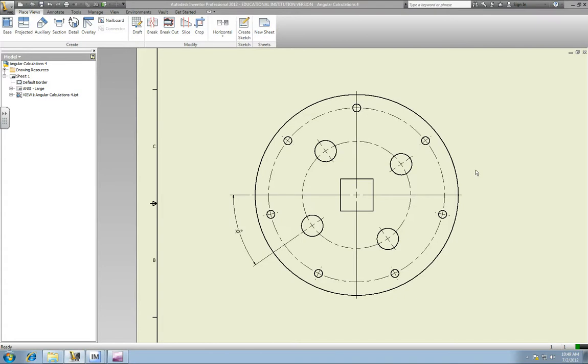Okay, dimension C, they're wanting you to find the angle between this horizontal axis and the line that extends from the center line through this hole here. Okay, well, how do you do that? Well, what you could do is, since you know the angle between these holes, you could add that measurement up twice. Okay, and then subtract 90 because you know that is 90 degrees.